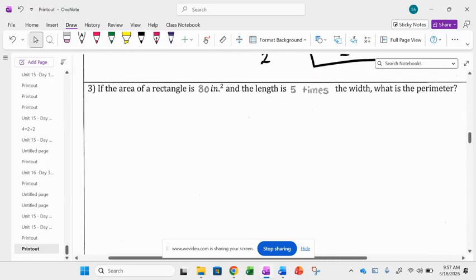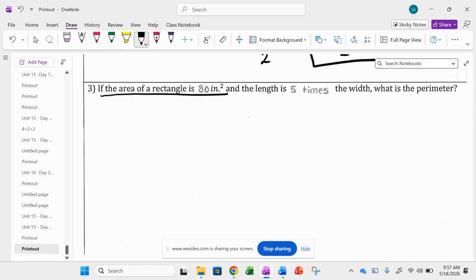All right, next one. If the area of the rectangle is 80 inches squared, the length is 5 times the width, what is the perimeter? So there's a lot going on here. I'm going to draw a picture.